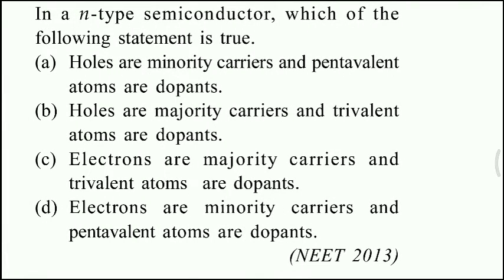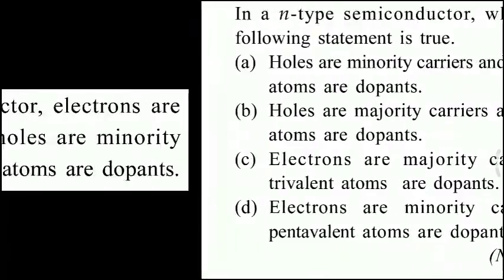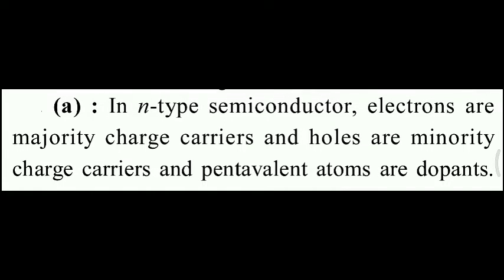In n-type semiconductor, which of the following statements is true? Holes are minority carriers and pentavalent atoms are dopants. Holes are majority charge carriers and trivalent atoms are dopants. Electrons are majority carriers and trivalent atoms are dopants. Electrons are minority charge carriers and pentavalent atoms are dopants. A is correct. In n-type semiconductor, electrons are majority charge carriers, holes are minority charge carriers, and pentavalent atoms are dopants.